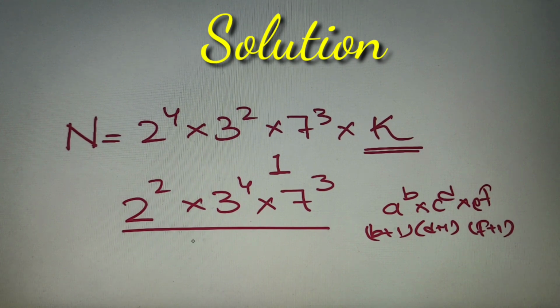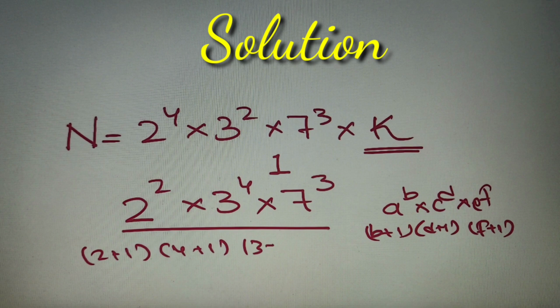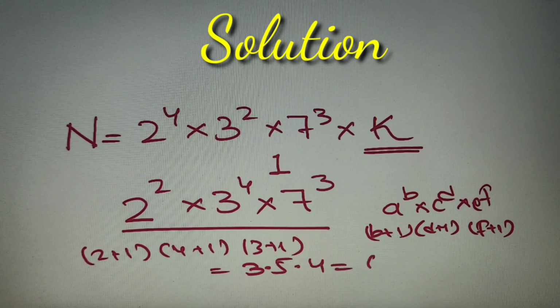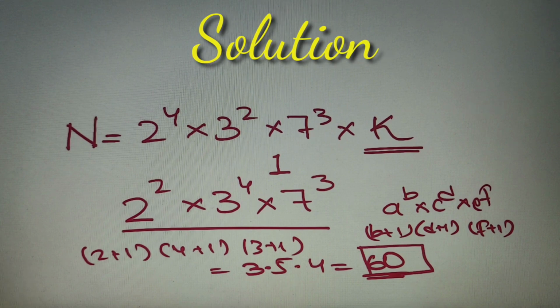So according to this formula, the number of factors for k is equal to 2 plus 1 into 4 plus 1 into 3 plus 1. Now we just have to calculate this product and we'll get our result. So that is equal to 3 into 5 into 4, which is equal to 60. So according to our given question, the number of factors for k is equal to 60, and it is option number D. So our final answer is option number D, 60.